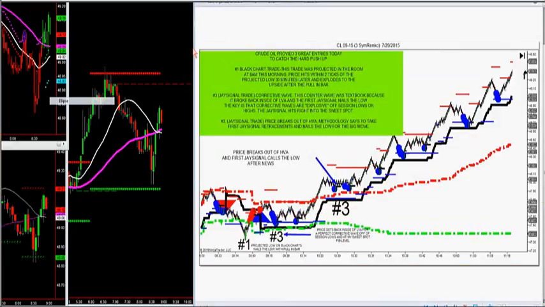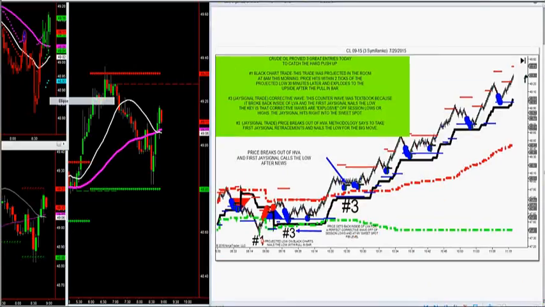Yesterday morning at 8 o'clock, I called a possible number one trade. A number one trade is only off the black charts. We have two trades in the trade room. That's it. You just need to learn two trades, a number one and a number three. On the black charts, we have a number one and number three, only two setups.